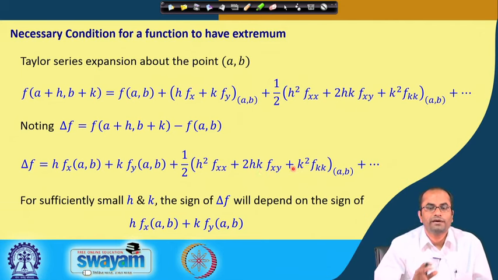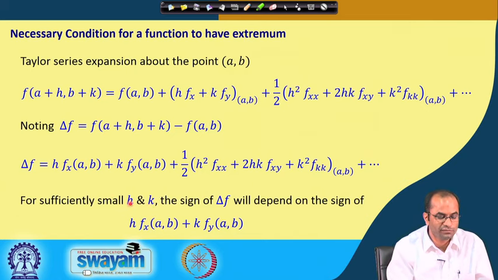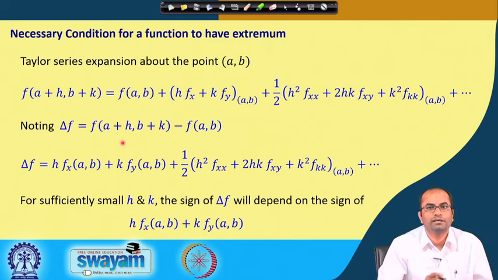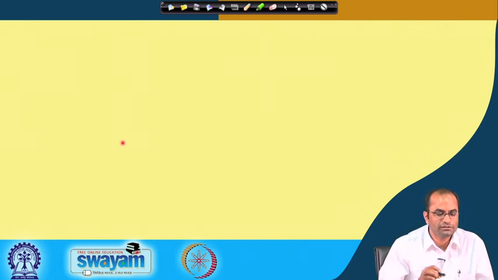So, at least we can find a small h and k here, sufficiently small, so that the sign will be determined by this factor only in the close neighborhood of this point (a, b). Let us explore this a little bit more.